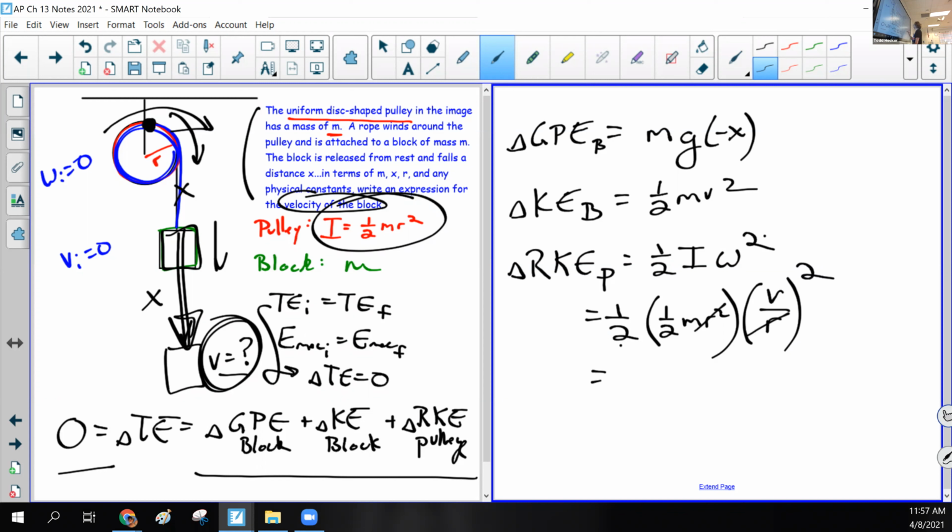So 1/2 times 1/2 is 1/4 mv squared. Sorry, my v sort of looks like an r. Let's fix that. V squared. And that's my change in RKE. All right. And so the idea is all of these guys have to add up to 0.